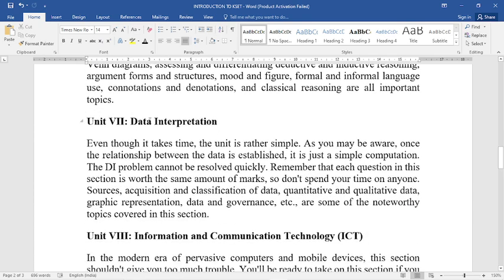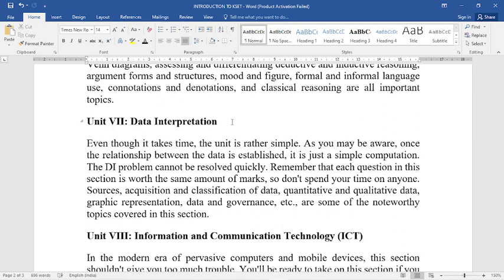Now the next, sixth one, is data interpretation. It is a very important one, and the simplest of all these 10 units, because in data interpretation they just give us the data, in the form of a table, a pie chart or a bar graph, whatever form they are giving.